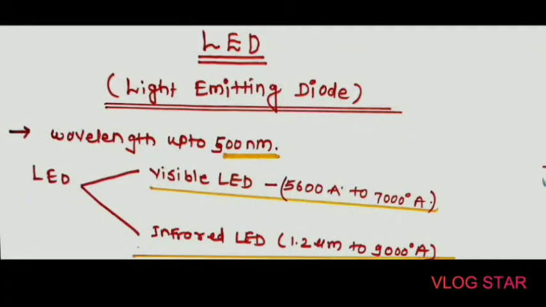In a previous video, we have seen the numericals based on critical angle, numerical aperture and V number, that is normalized frequency. Today we are going to discuss the optical devices, in that, the light source as an LED.